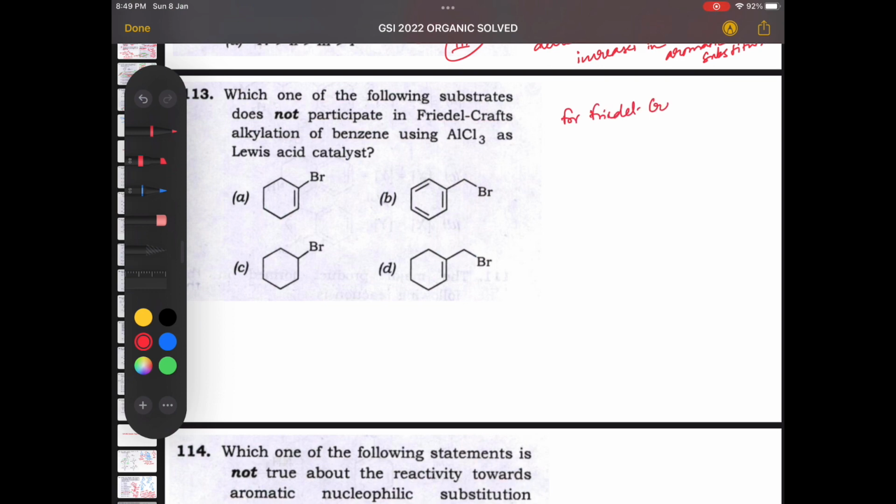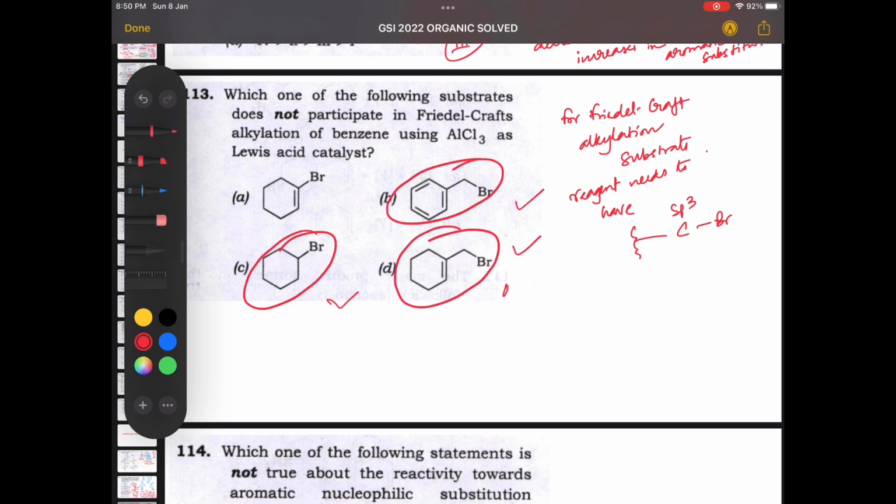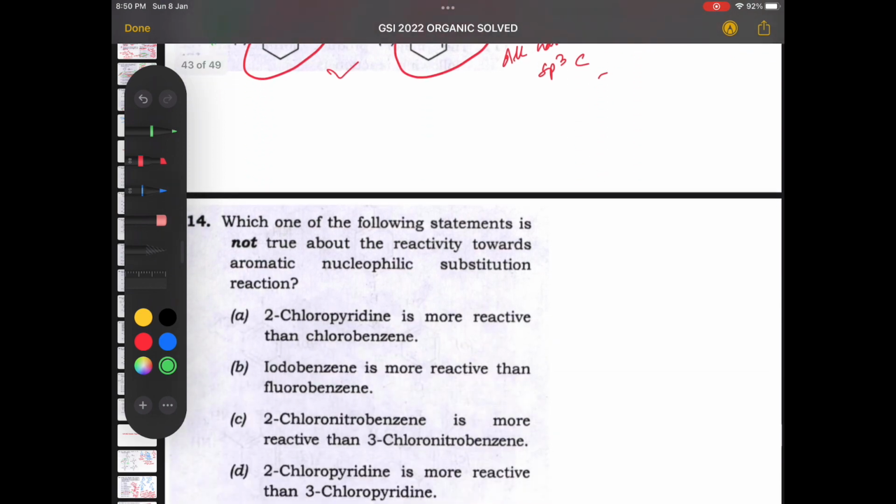Okay, so let us go to the third question of this part. We have been asked which one of the following substrates does not participate in Friedel-Crafts alkylation. The substrate which is not participating would be the one which does not have an sp3 carbon. For participation in Friedel-Crafts, we need an sp3 carbon which is attached to the halogen. As you can see, B, C and D all have sp3 carbons attached to the halogen. Only A has an sp2 carbon attached to the halogen, and hence it is not going to act in Friedel-Crafts alkylation. So that is the answer.